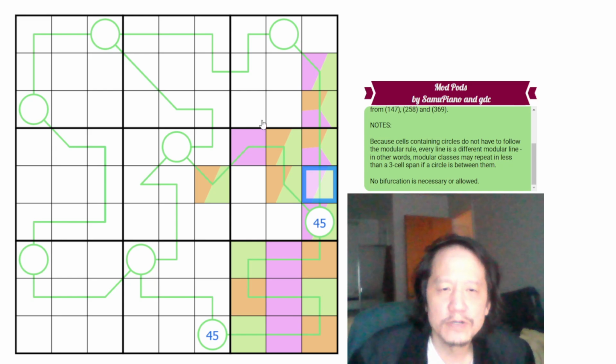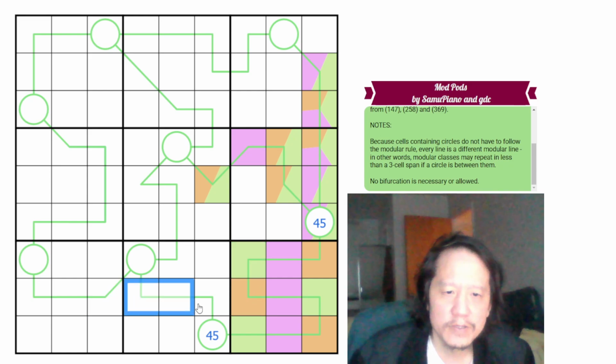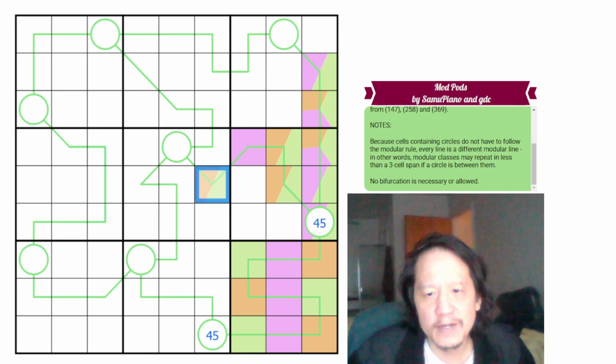Let's see, what else do we know? This must be the same as this. But it doesn't tell us very much. Green, pink. This has to be one of each. This is one of each. This is one of each. This must be the same as this one. So this is the same as this.